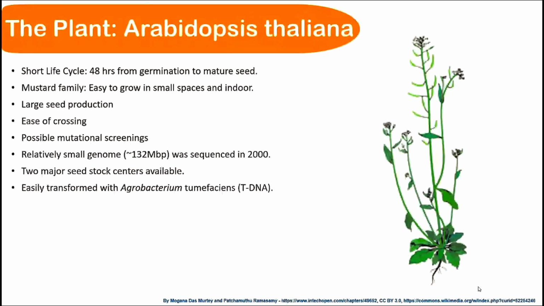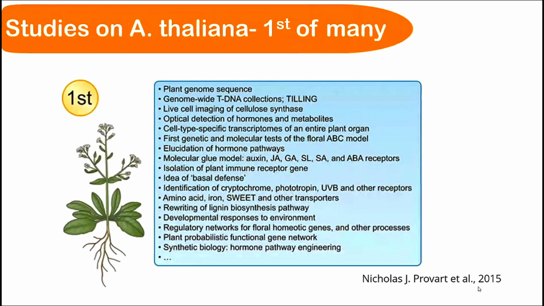And transformation experiments have worked with Agrobacterium tumefaciens also. Because it has come from Agrobacterium tumefaciens, T-DNA is what it is called. Now the work of, in fact, the paper of Provart and his co-workers mentions that there are several studies which have been carried out in Arabidopsis for the first time in any plant, right? So it was the first plant to get its genome sequenced, and like I mentioned, T-DNA collections were there for the first time in Arabidopsis thaliana.